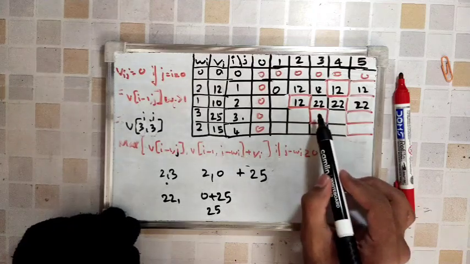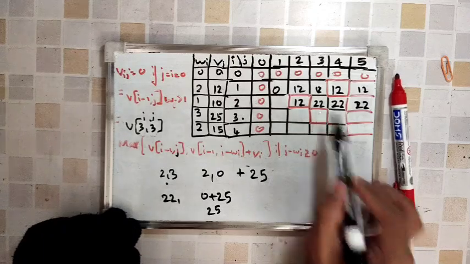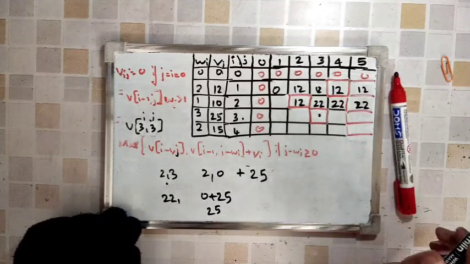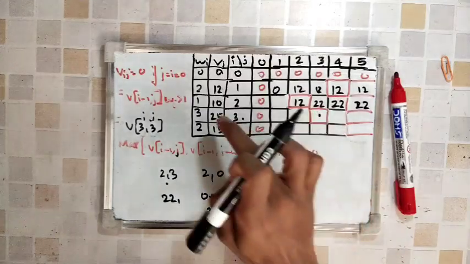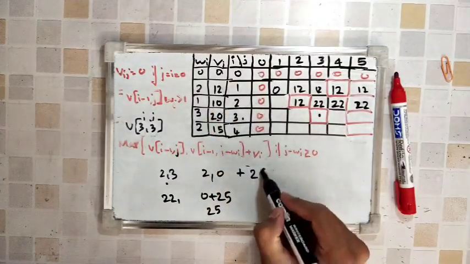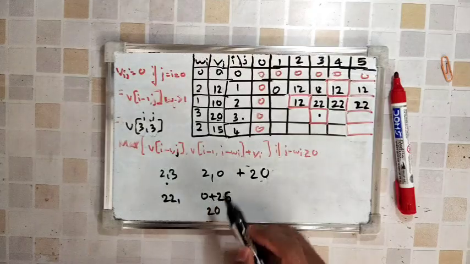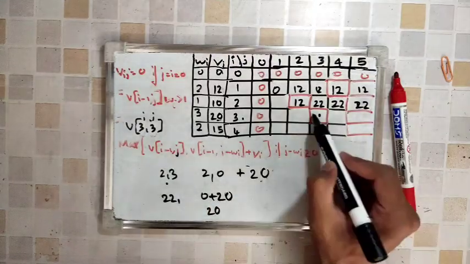Wait, so 3 comma 3, this place. Somewhere I am going wrong. Okay, my bad, here it's 20, not 25, okay. So this thing was 20, sorry, it happens. So 22 itself will be updated here.